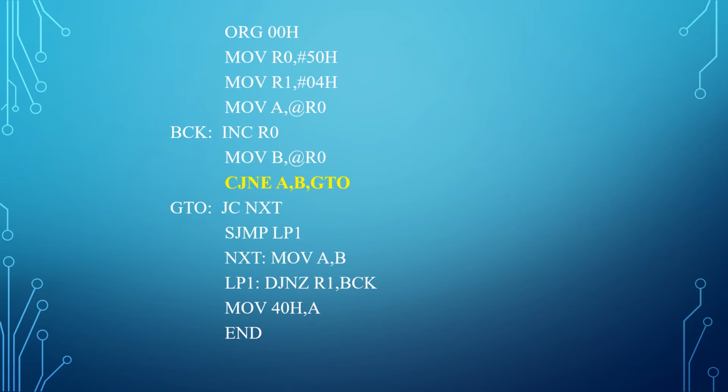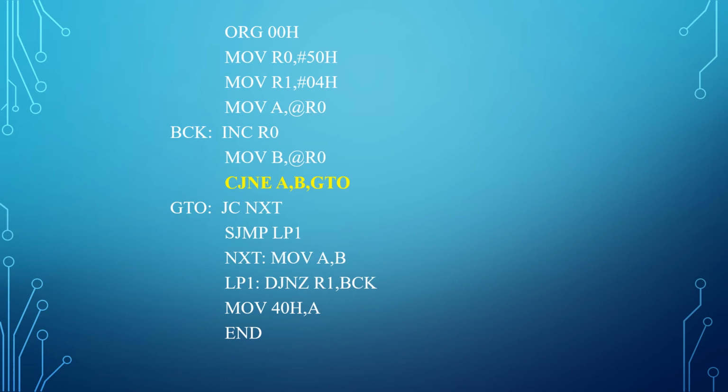And it also means that since A is the smaller number, we have to move B to the accumulator before we proceed for the next comparison. So JC NEXT. If we are branching to the instruction labeled NEXT, MOV A, B will be the instruction that is going to get executed.